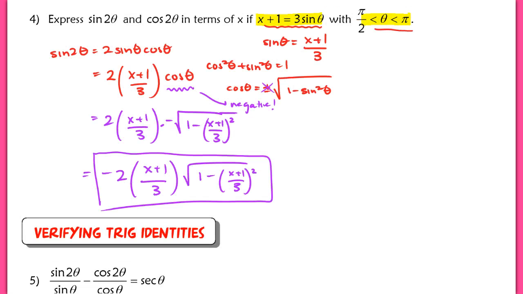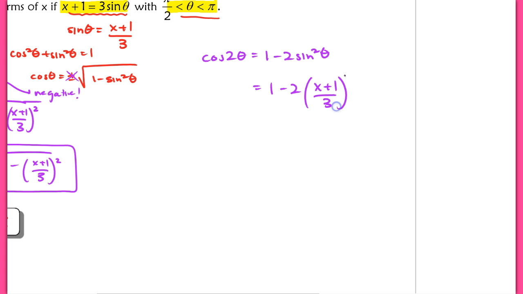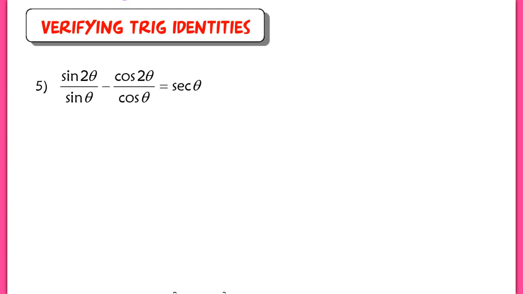All right, let's answer the second part of this question, which says to express the cosine of 2 theta in terms of x. If I want to rewrite the cosine of 2 theta, I've got lots of different manipulations of that double angle formula that I can use. The one that suits me the best here is 1 minus 2 sine squared theta, because I already know what sine of theta is in terms of x. So if I just use substitution here, I have x plus 1 over 3 squared to substitute in for sine of theta. That's pretty easy, and that's my answer for cosine of 2 theta in terms of just x.